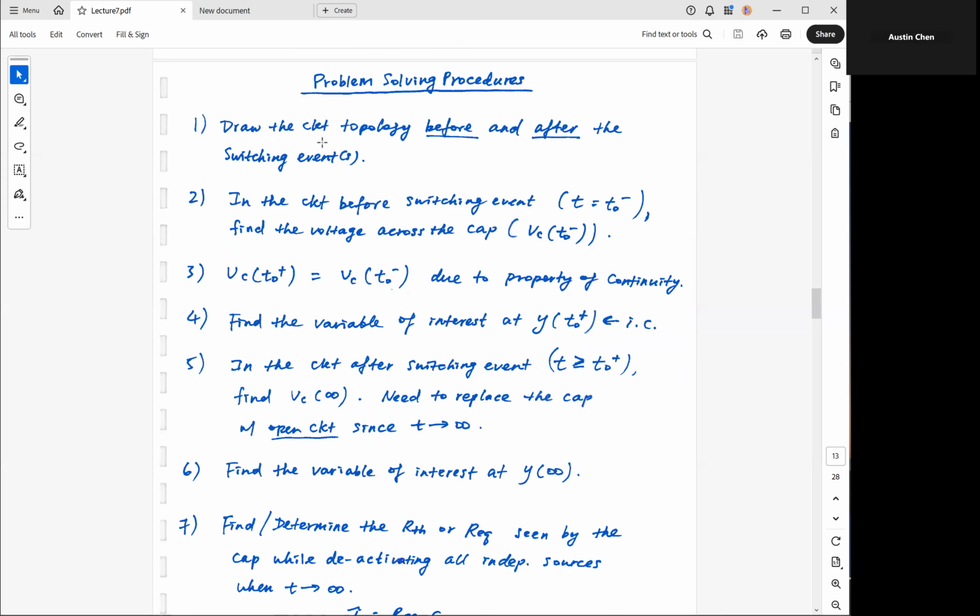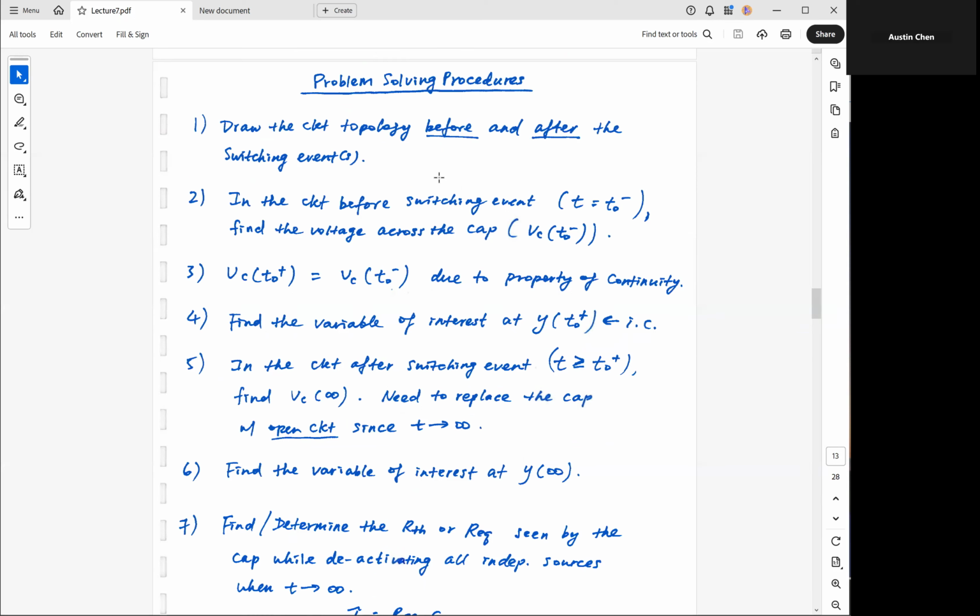So as a very first step, when you see the circuits, you have to first identify the circuit topology before and after the switching event. Okay, so you will sketch them out. So you will have two circuits. Okay, and then you need to analyze those two circuits.